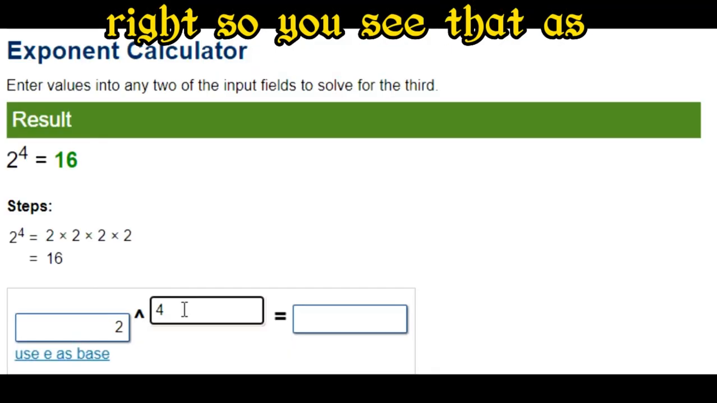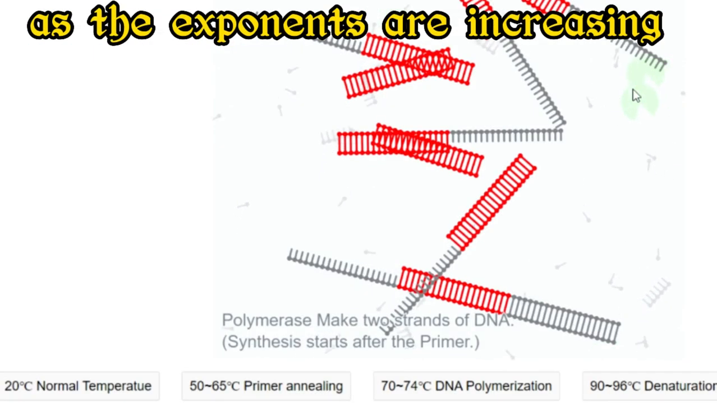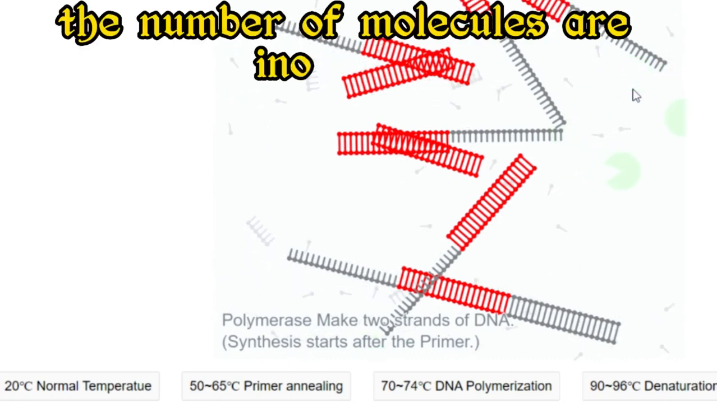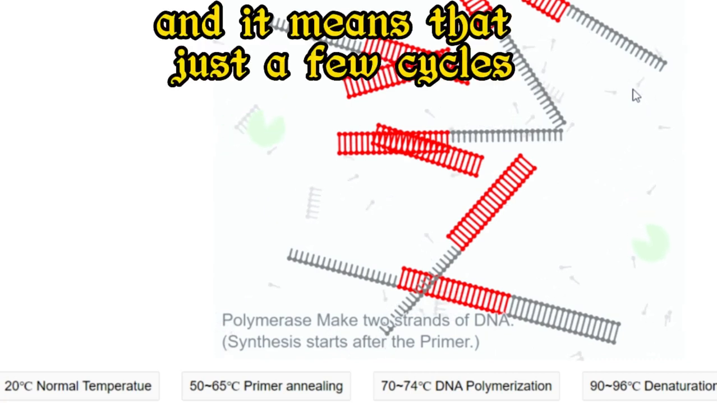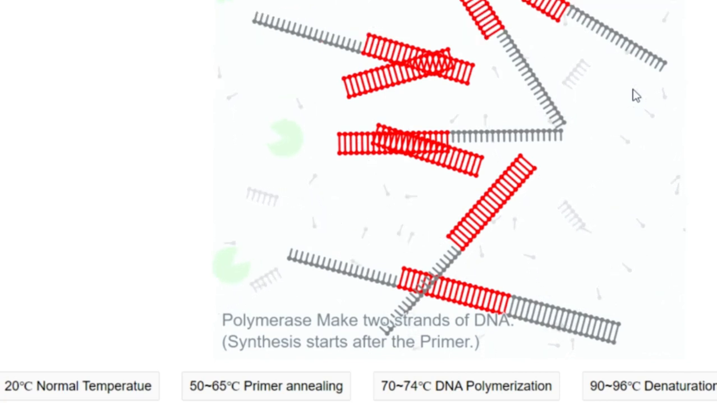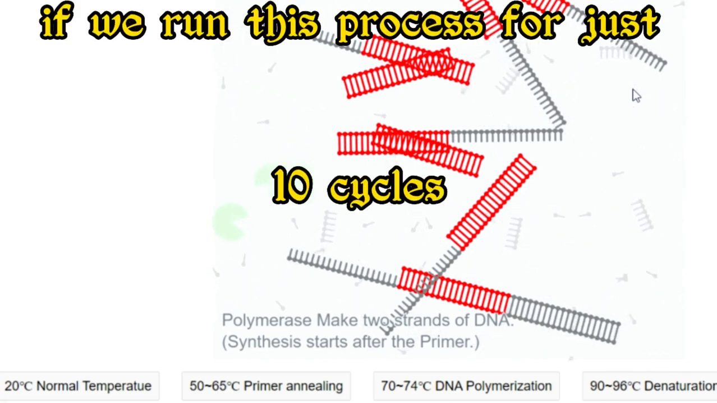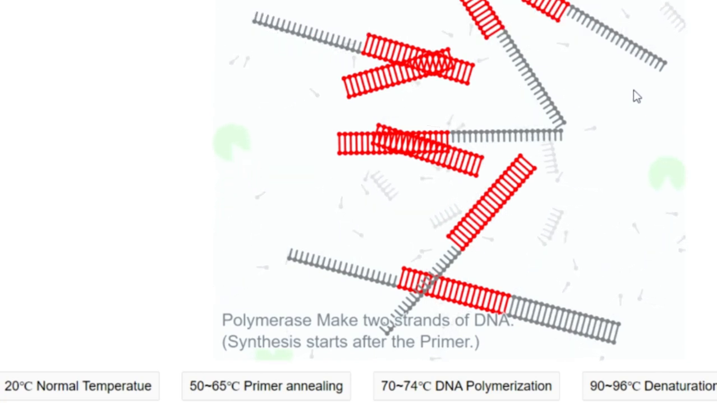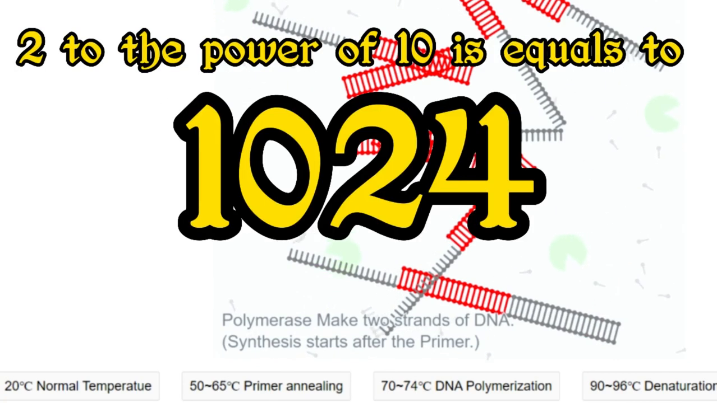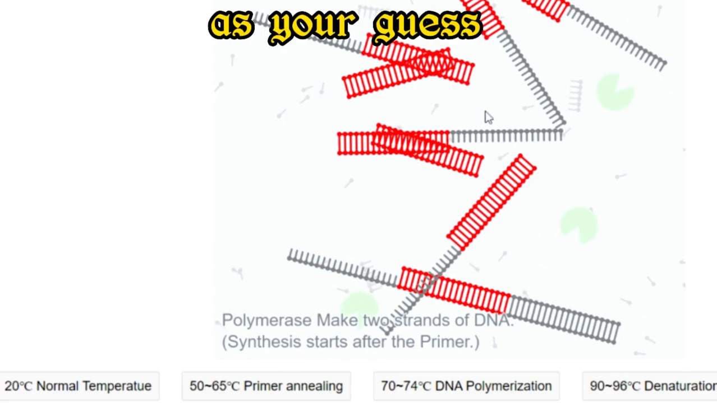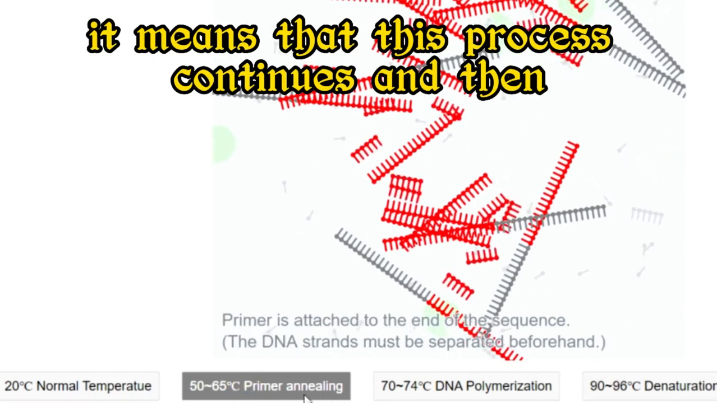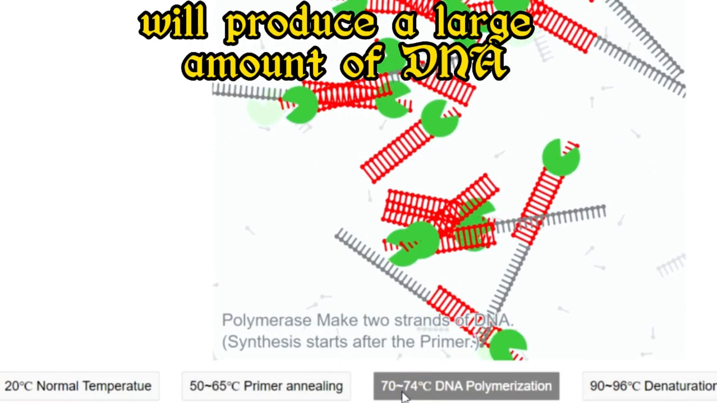Right. So you see that as the exponents are increasing, the number of molecules at each subsequent cycle is increasing. And it means that in just a few cycles we have a large amount of DNA. For example, if we run this process for just 10 cycles, it means we have 2 to the power 10, which gives us, as you guessed, your answer is correct. So it means that this process continues and will produce a large amount of DNA.